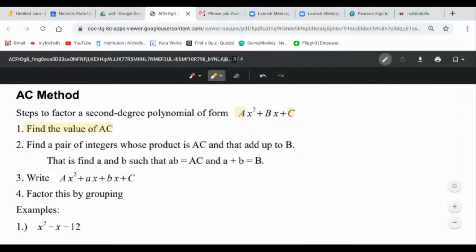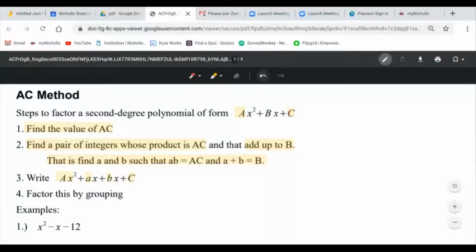Now, what we're going to do is find a pair of integers whose product is AC. So when you multiply them together, you will get AC, but they add up. Their sum is B. So this means that we're looking for two values such that when you multiply them together, you get AC. When you add them, you get B. Then we're going to write that out as ax squared, which is what we already had, plus the little ax, which is one of those terms that we determined, the bx, which is one of the other numbers we determined, and then we're going to write plus the c.